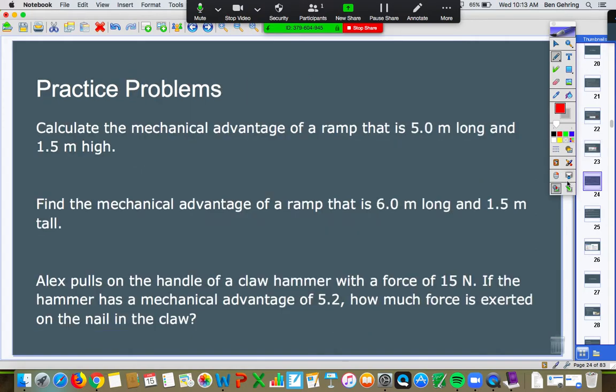All right, let's put this into practice. I'll do the first one with you. I'll give you the second two to try on your own. So first one says, calculate the mechanical advantage of a ramp that is 5 meters long and 1 meter high.